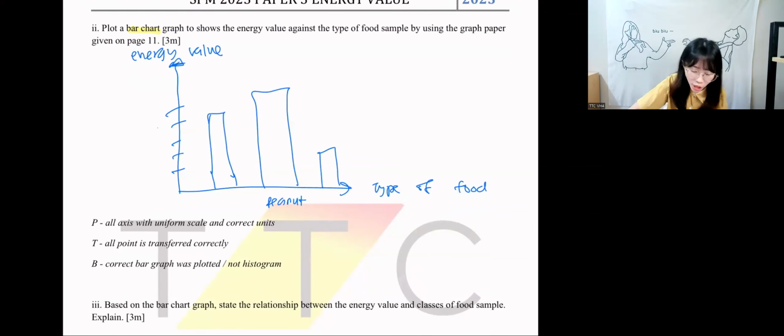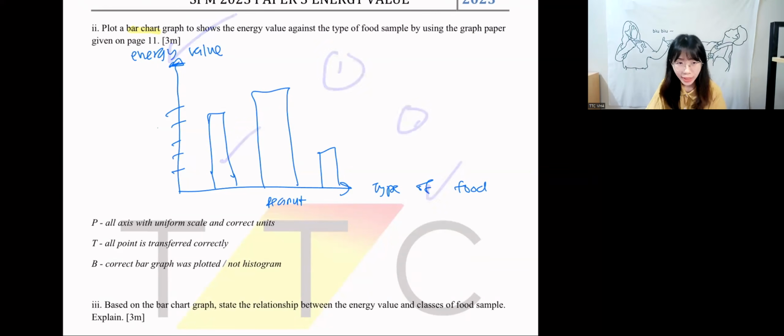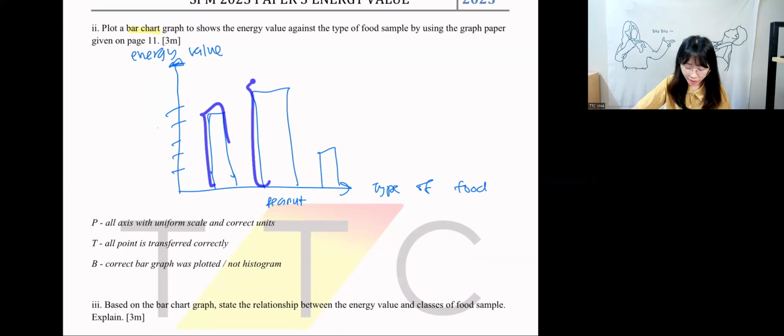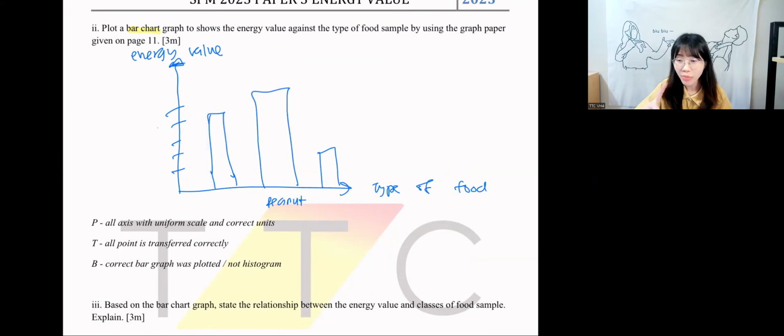Okay, so remember your labeling is 1 mark. Your answer is 1 mark. If your graph is a normal histogram, you get another mark. Do we have to put a gap? You have to put a gap in between them, yeah? Of course, they will give you graph paper to draw this thing.